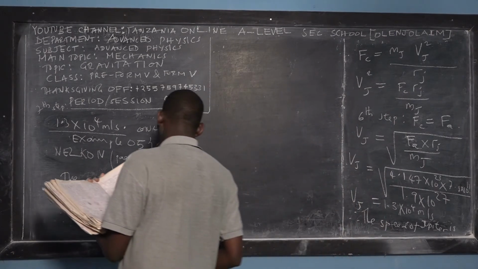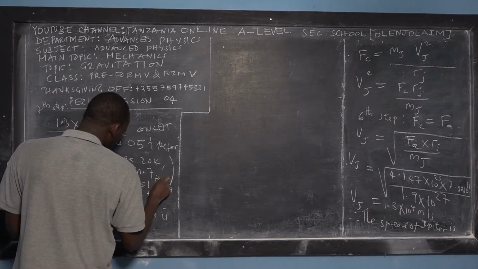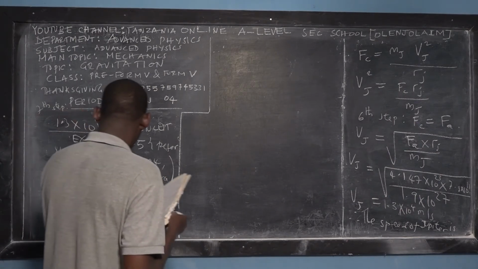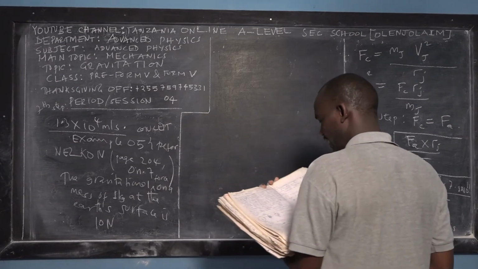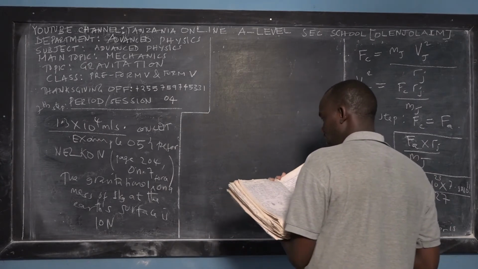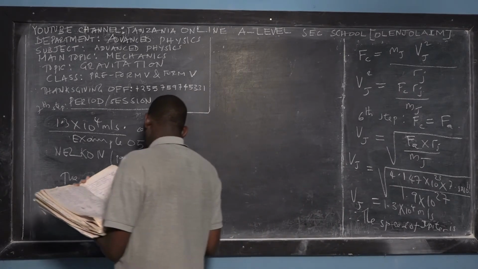The gravitational force, add the word force here, on a mass of 1 kilogram at the Earth's surface is 10 Newton. So that is not there.